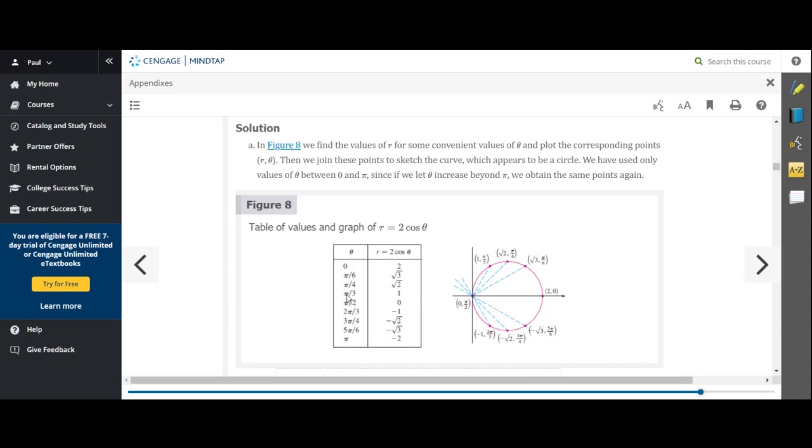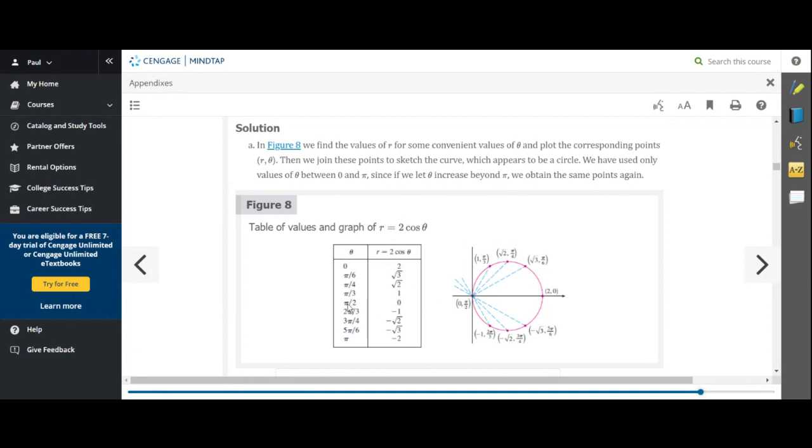And then pi over 3 is the next angle. Cosine of pi over 3 is, let me see, a half, right? So 2 times a half is 1, so 1, pi over 3 is the next polar coordinate. So you move out an angle from the x-axis, you measure 60 degrees and move out a distance of 1.